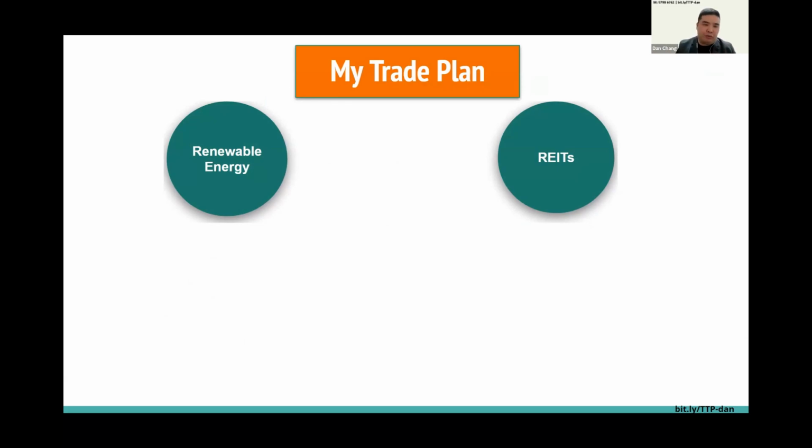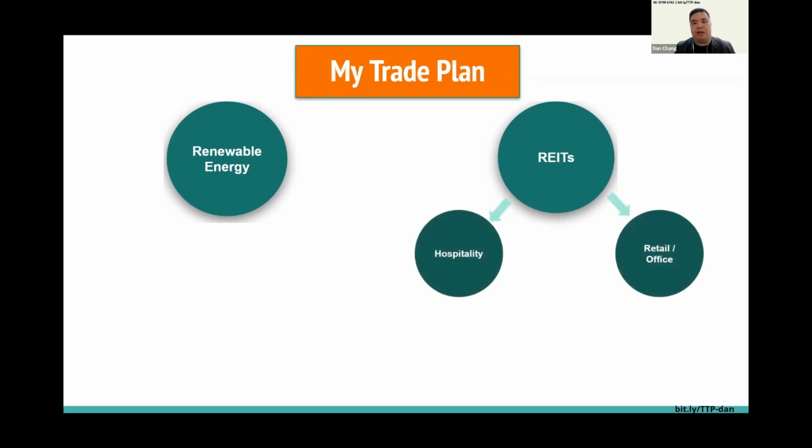So we have retail REITs, office REITs, hospitality REITs, industrial REITs, logistic REITs, data center REITs. We have so many REITs. The ones that I will be looking at are hospitality, retail and office.